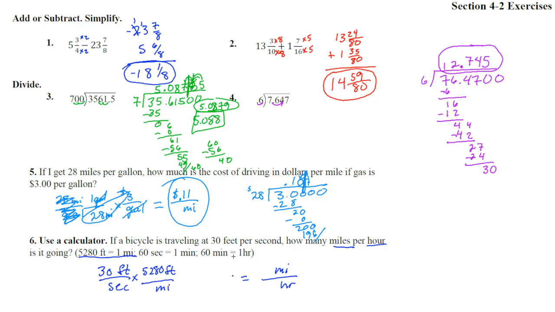Oh, shoot, that's the wrong way to write it. See how miles needs to end up on the top and feet need to cancel? Yep, we got to switch that upside down to use it. So we've got 1 mile for 5,280 feet. So the feet cancel and we're left with miles per second.